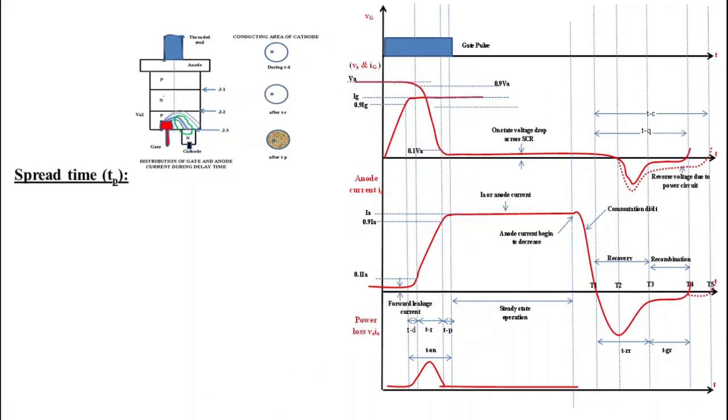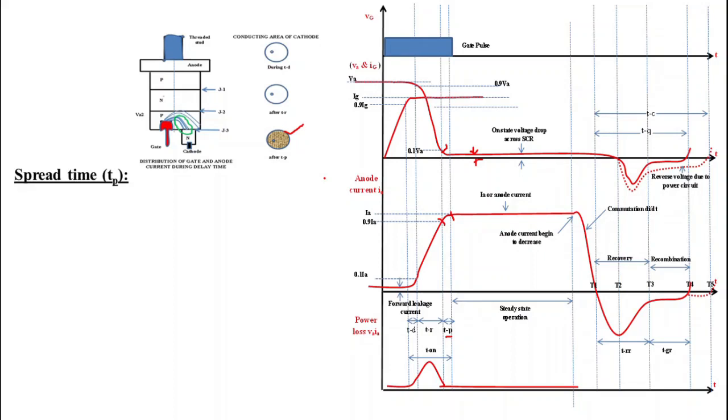Now next slide, spread time Tp. This time period denotes the spread time Tp. During spread time Tp, anode current rises from 0.9 IA to IA, while anode voltage falls from 0.1 VA to the forward voltage drop, that is called on-state voltage drop Vt, that is nearly equal to 1 volt. Conduction in this period is spread over the entire cross section of the cathode.